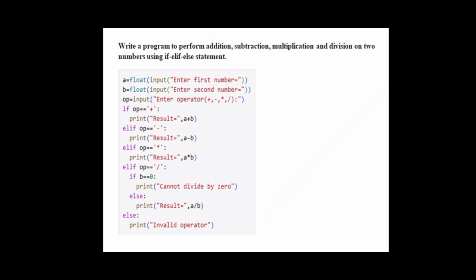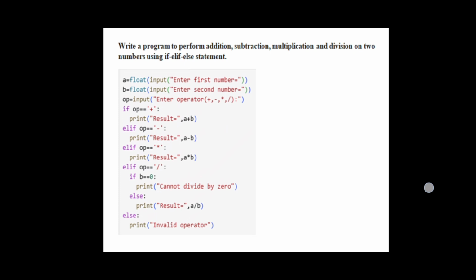Write a program to perform addition, subtraction, multiplication, and division on two numbers using if, elif, else statements. Now here, enter first number, we put in the variable a, and that should be floating type. Enter second number, we put in the variable b, that should be floating type. op equals input, enter operator, that should be plus, minus, asterisk, and slash.